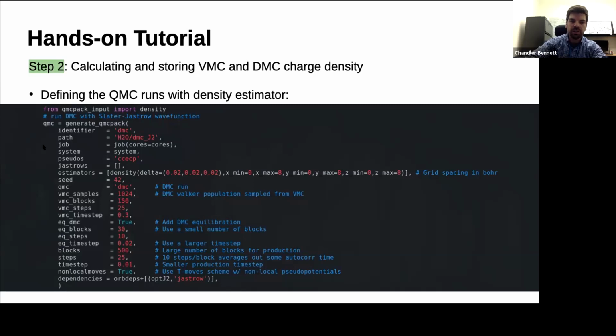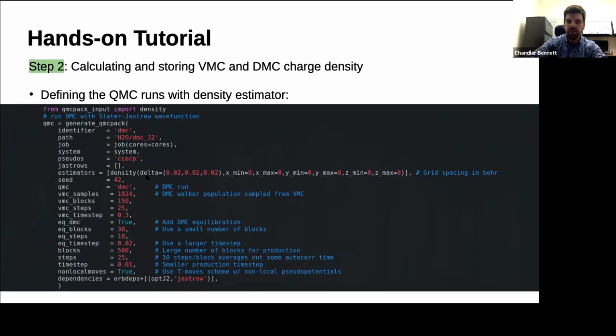And this should be very similar to what we've seen from previous labs, except now we're calling this estimator variable here. I'm not sure how familiar you are with Python, but these brackets generally denote a list, and you can actually provide a list of estimators. Here we're just providing the density.